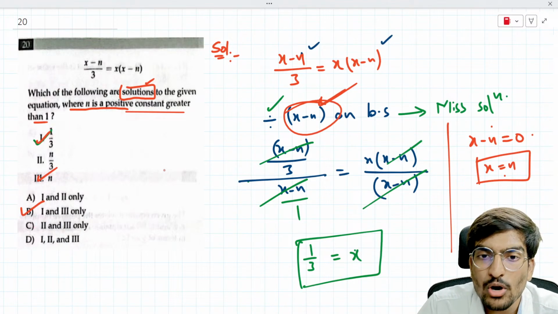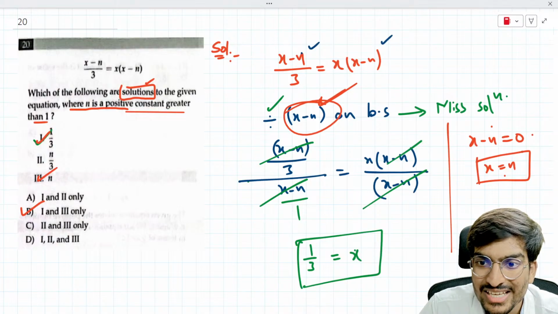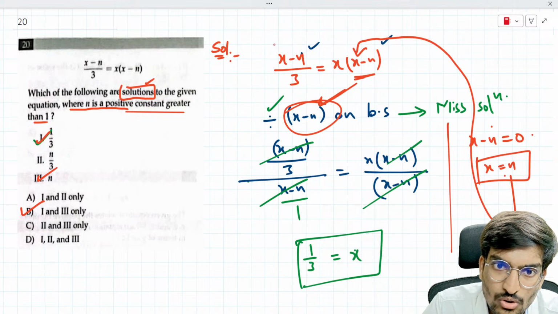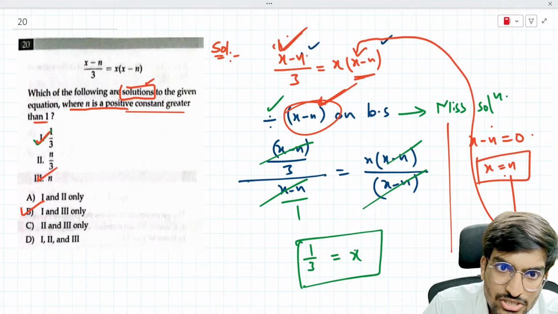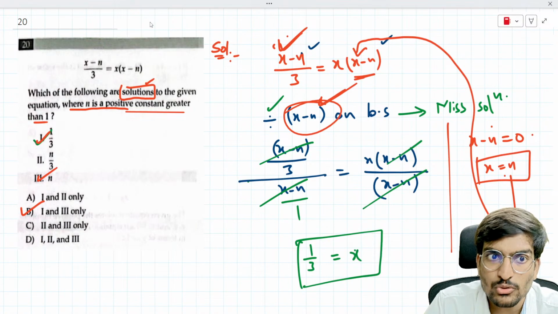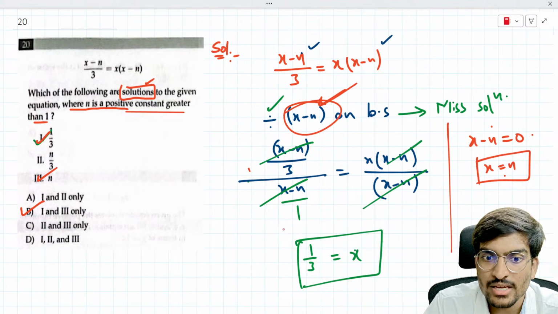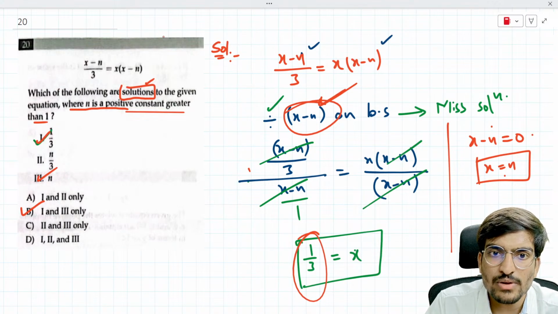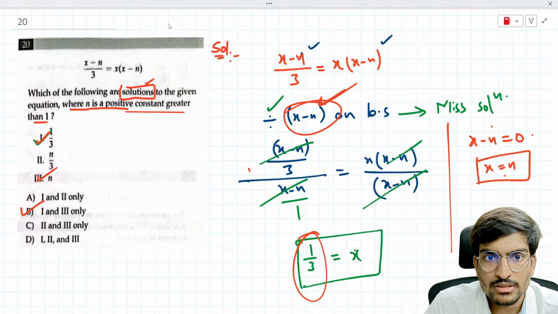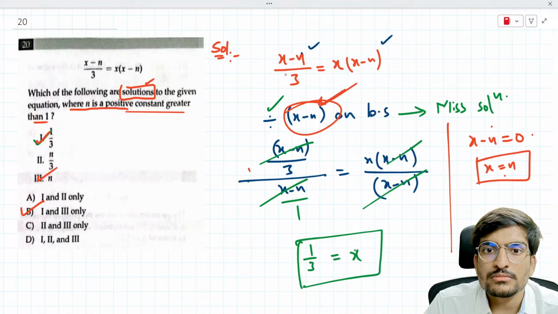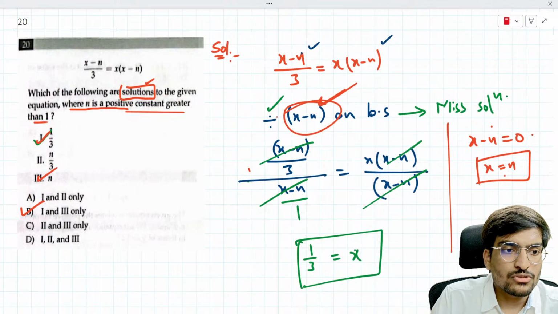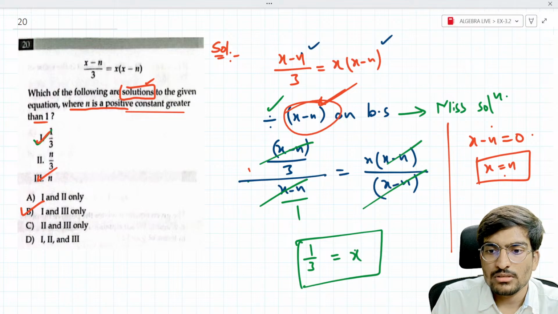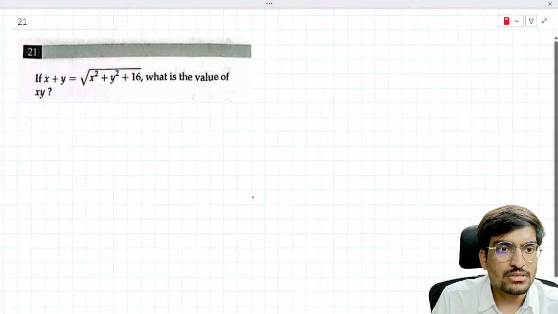And if you want to check whether it is true or false, take x equals n and put it back here. n − n is 0, n − n is 0, 0 equals 0, matching. Yes, it is a solution. It is working. If you want to check with this, put it back. It will work. Put the x value back. Yeah, so that will be the solution. Let's go for the next question.